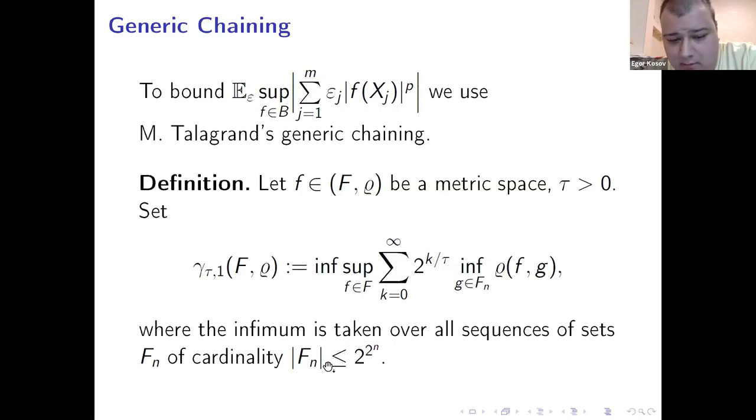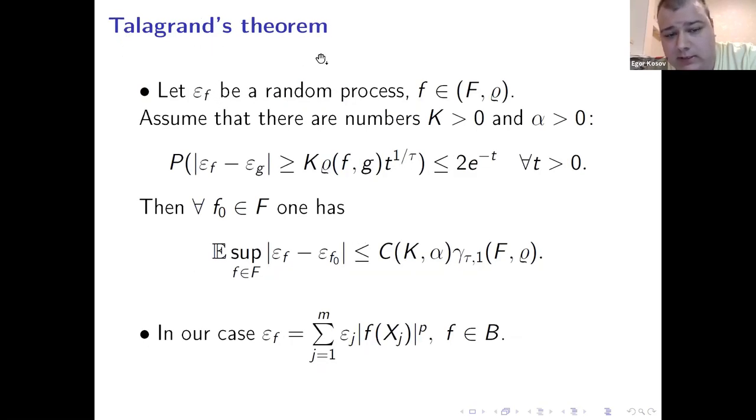What is the technique? If we have a metric space, a quasi-metric space, then we can define the gamma functionals. What is this? We take sequences of nets F_n of cardinality 2 to the power 2 to the n, and we take the distance of each element F to this net, multiply by this quantity, take the sum, take supremum over elements from our space, and take infimum over all sequences of nets. And here is the gamma functional.